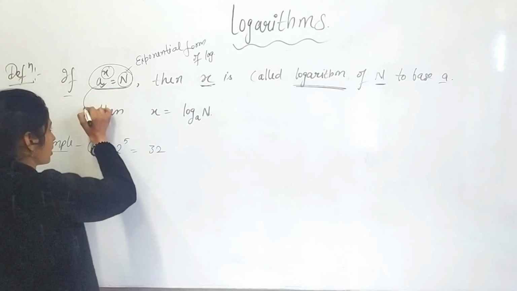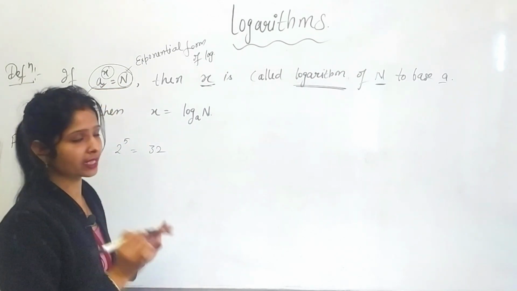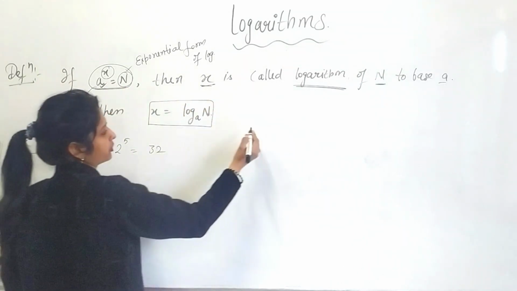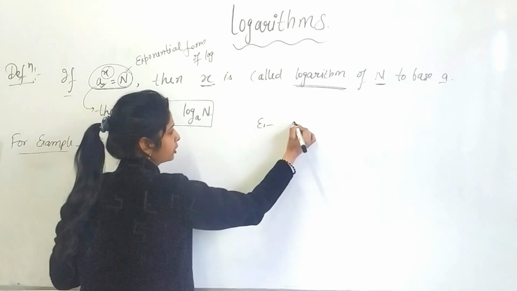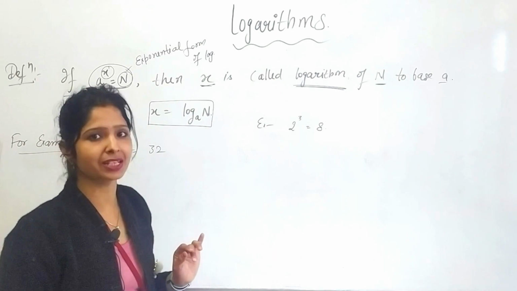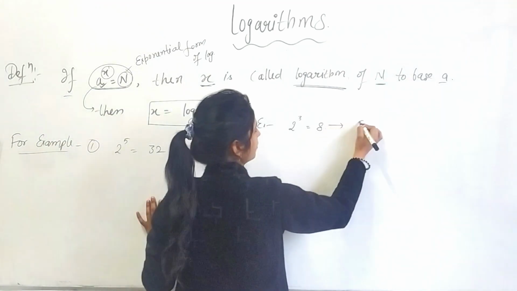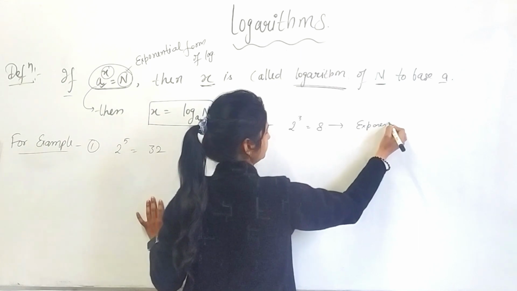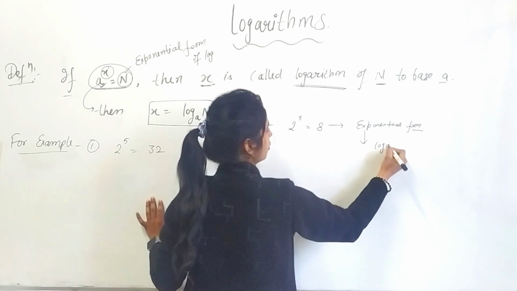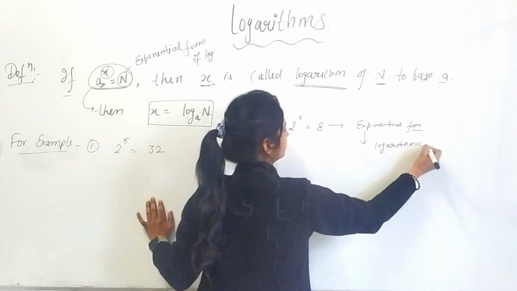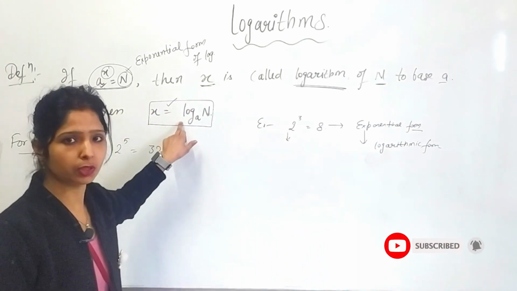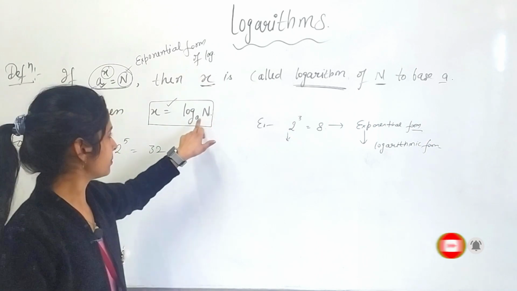And if we convert this exponential form into the logarithmic form, this is called the logarithm form. For example, 2 raised to the power 3 is equal to 8. As we know, 2 raised to the power 3 is equal to 8. This is our exponential form. If we convert this into the logarithmic form, it will be written as x is equal to logarithm of n at the base a.